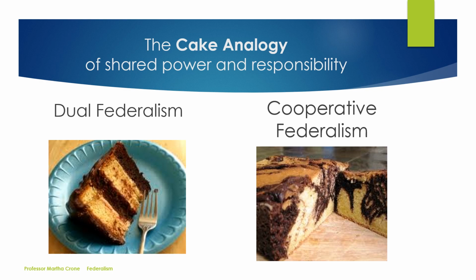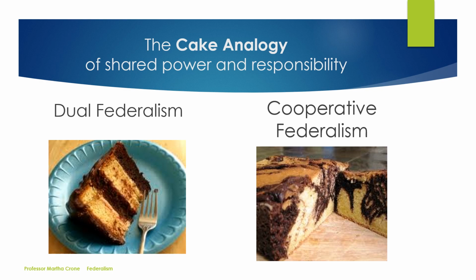For example, in the chocolate layer, in a dual federalism system, the national government would be busy carrying out its enumerated powers of defense of the United States and international trade. While in the vanilla layer, the states would be busy carrying out their responsibility in all the other areas of policy that aren't enumerated, what we call the reserved powers.